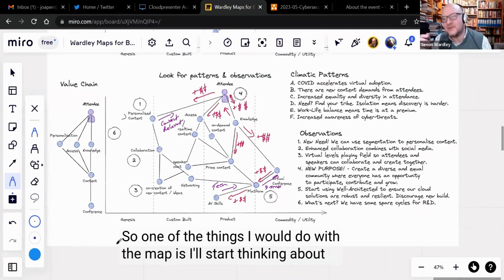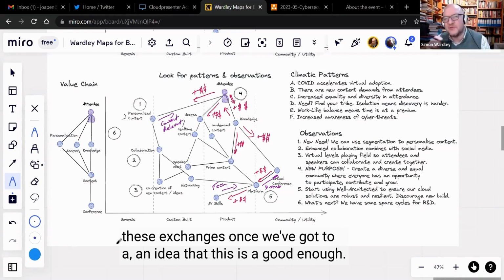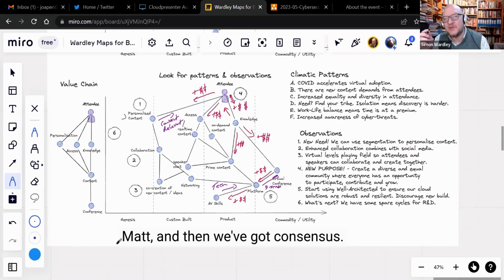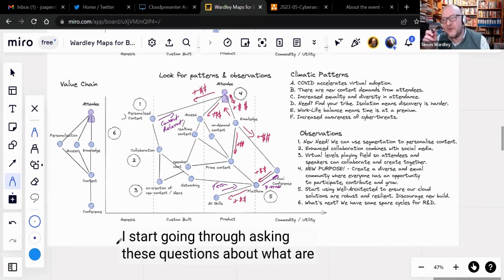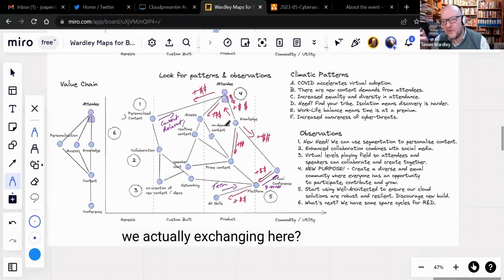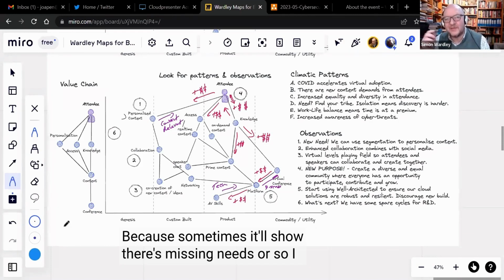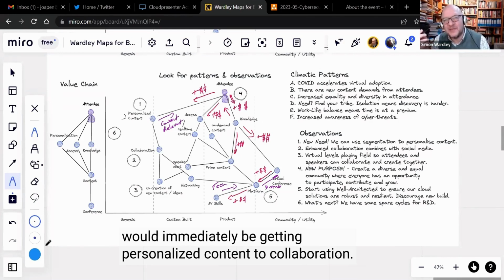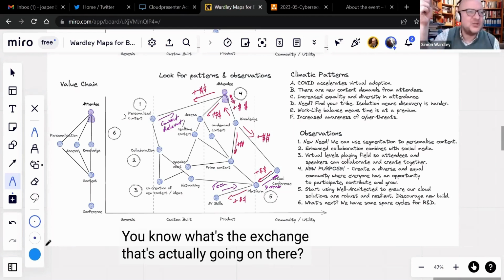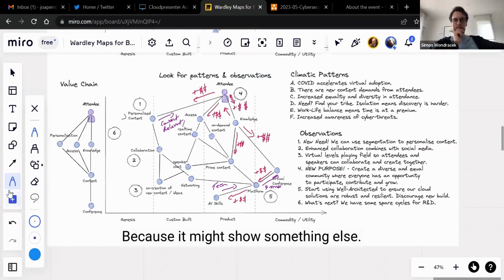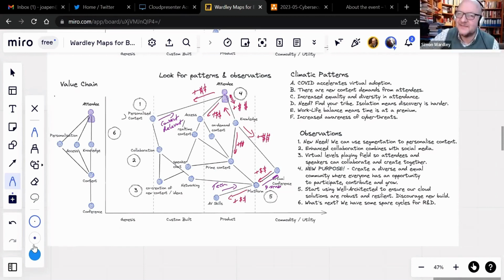So one of the things I would do with the map is start thinking about these exchanges. Once we've got to an idea that this is a good enough map, and we've got consensus, I start going through asking these questions about what we are actually exchanging here, because sometimes it'll show there are missing needs. So I would immediately be going from personalized content to collaboration. What's the exchange that's actually going on there? Because it might show something else. Dave, can I ask you that question?